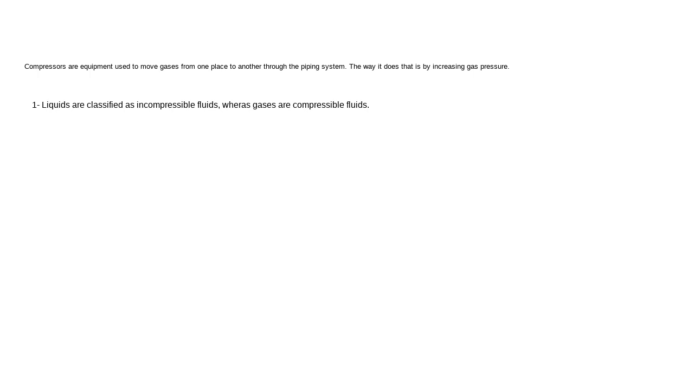Now, we all know that for materials in the gaseous phase, the molecules are not bonded together.